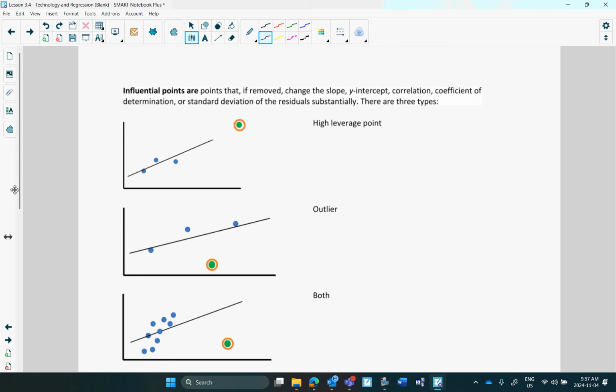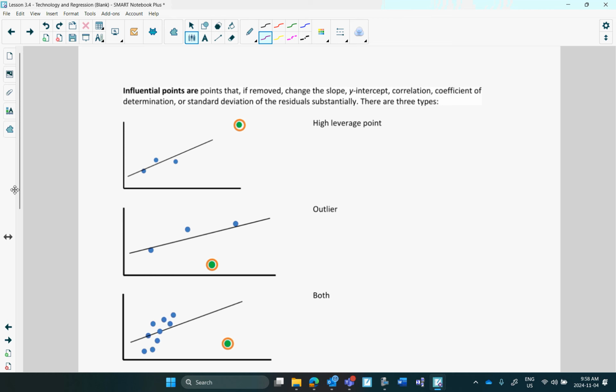So we talked about outliers and leverage points. Those are types of influential points. And what's an influential point? It's a point that if we take it out, it's going to affect all the characteristics of the least squares regression line we've talked about in this unit. It's going to impact the slope, the y-intercept, the correlation R, the coefficient of determination, that's R squared.